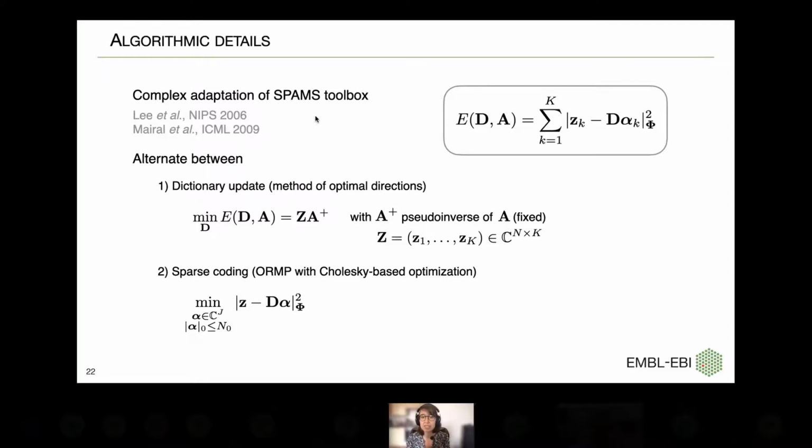For those who are interested, essentially, this is a dual minimization problem. We alternate between one step in which we update the dictionary elements. So we fix the weights and find the atoms. This is a gradient descent, which can be solved with a method of optimal directions. Once this is done, we go to the next step: we fix the dictionary and update the weights. This is called sparse coding, the actual encoding step. This is done with recursive matching pursuit, which has to be adapted again to complex numbers. And we alternate between these two until we converge.